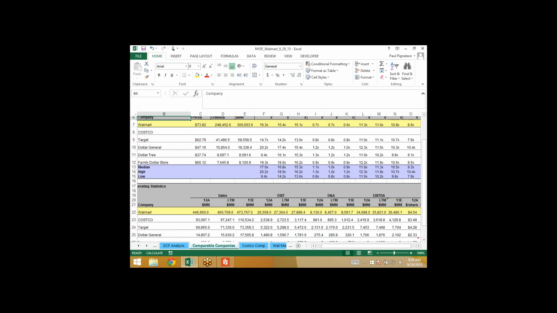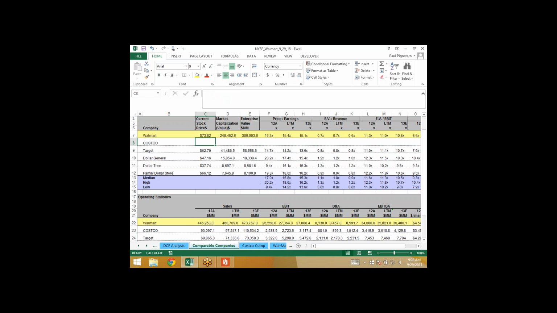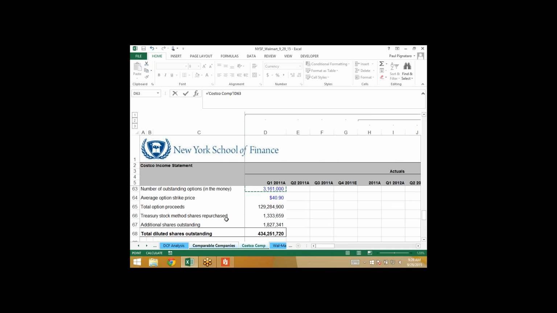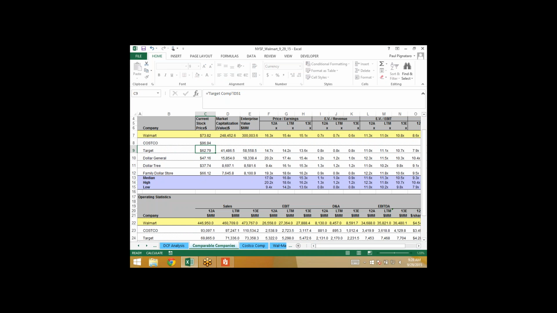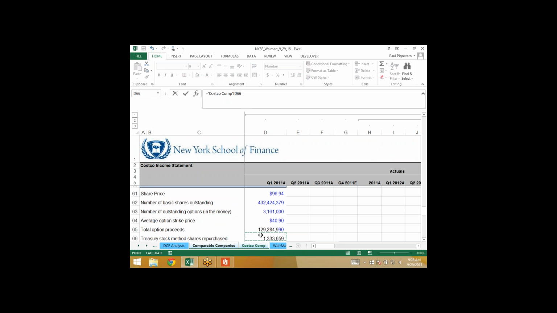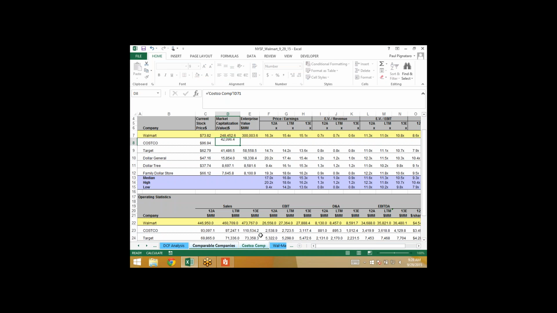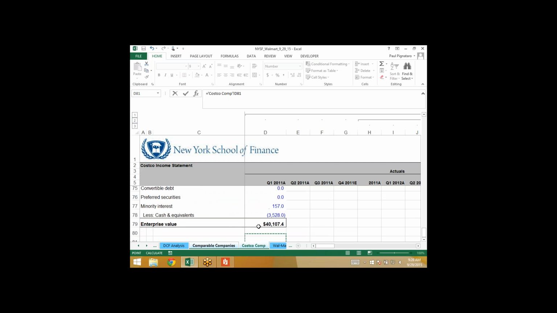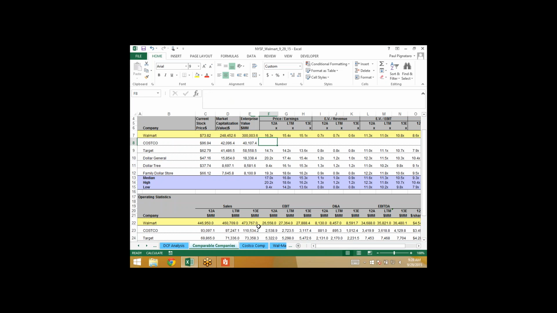Okay, and then we can now pull in market statistics, which we have in the tables underneath. The current stock price we have from Costco Comp in this table down underneath. Market cap, pulled in from the Costco Comp that we calculated in the tables underneath and have already been adjusted to be in line with the units of the other companies. And same with enterprise value. So we're just linking things in. I don't want to spend too much time linking things in, but let me know if you have questions.